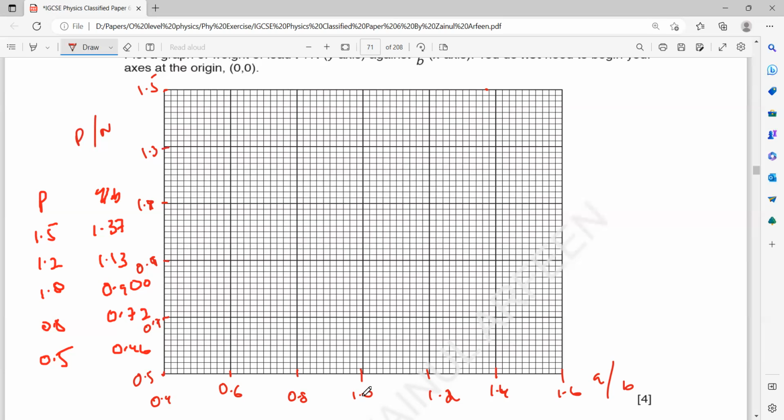This is 1.02, sorry. Then this will be 1.1 and 1.12, then 1.14. So this is 1.14 and 1.2. And this point should be here because 1.13 was there.